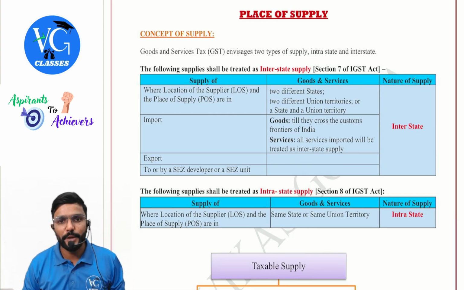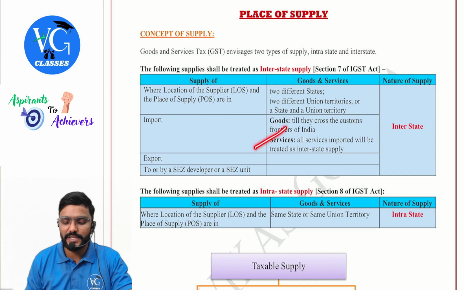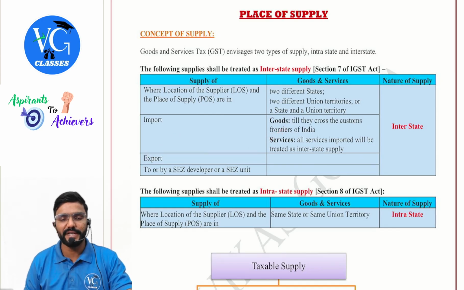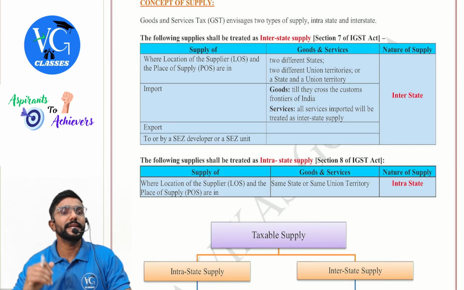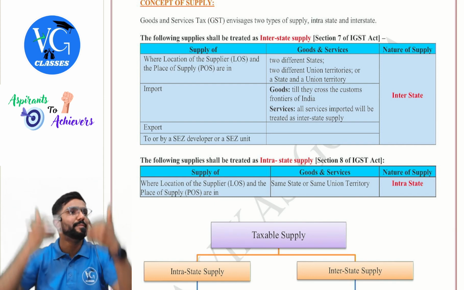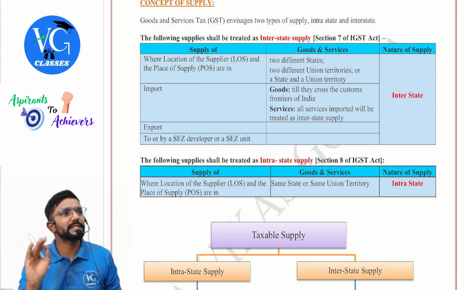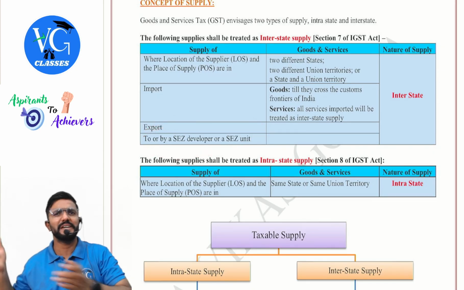Import of goods, till they cross the custom frontiers of India. Whereas for services, all services imported will be interstate. Then export will always be interstate, and also one special category under GST: any supply to or by an SEZ unit or SEZ developer will always be interstate supply. And this has some connection with zero rated supply also, which I will touch on later.